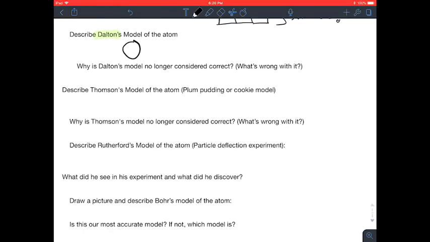And so the big reason why this is no longer correct is that it doesn't include things like positive and negative charge. So no positive, negative charge. There's too much space taken up, so there's no empty space. Remember, we found out through some experiments later on that the atom is mostly empty space, and so there's no empty space, and that's no good.